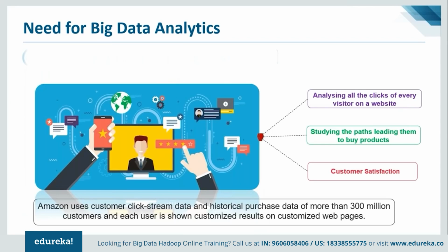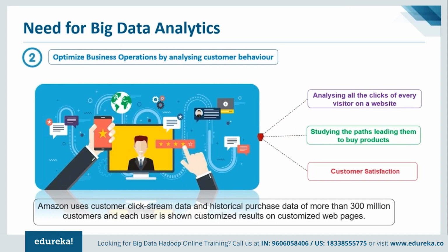So the second reason here is to optimize business operations by analyzing customer behavior. So the best example for this is Amazon. We all know how popular Amazon is and how much we use it on a daily basis. So Amazon basically uses our clickstream data, that is the customers' clickstream data, and the historical purchase data of more than 300 million customers who have signed up for Amazon. And then they analyze each user's data, how they are clicking on different products and how they're navigating through their site. So basically, they show each user customized results on customized web pages.